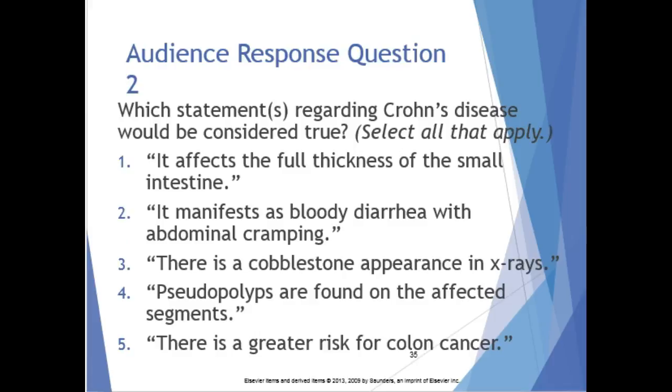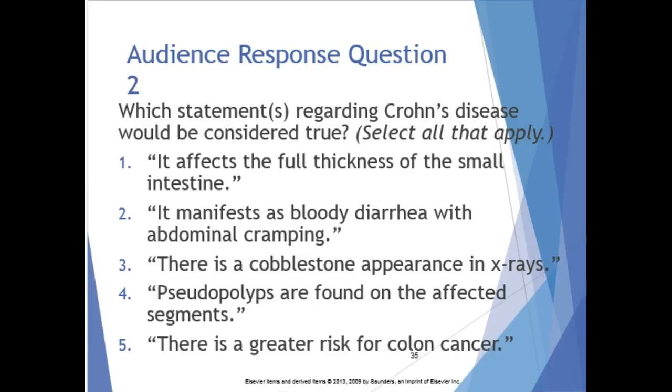Which statements regarding Crohn's disease would be considered true? Select all that apply. It affects the full thickness of the small intestines. It manifests as bloody diarrhea with abdominal cramping. There is a cobblestone appearance in the x-rays. Pseudopolyps are found on the affected segments, and there's a greater risk for colon cancer. And the answer would be 1 and 3.